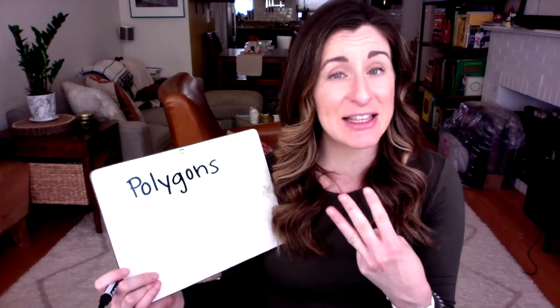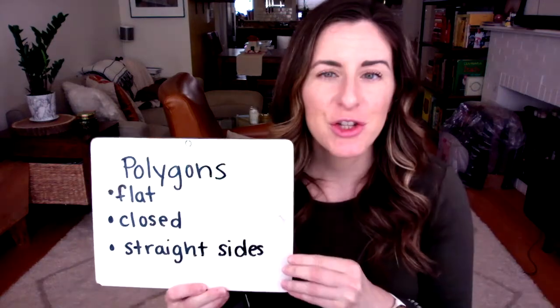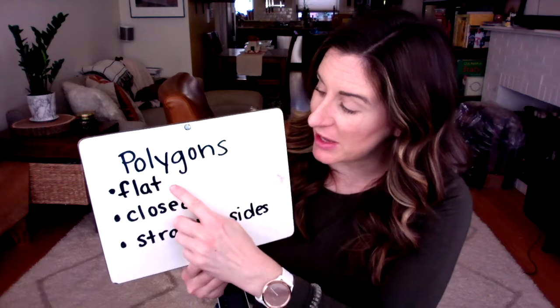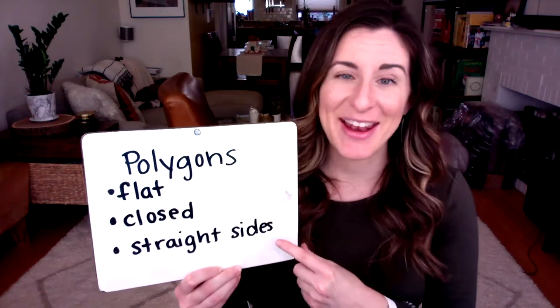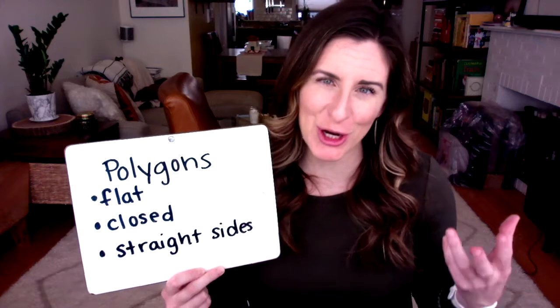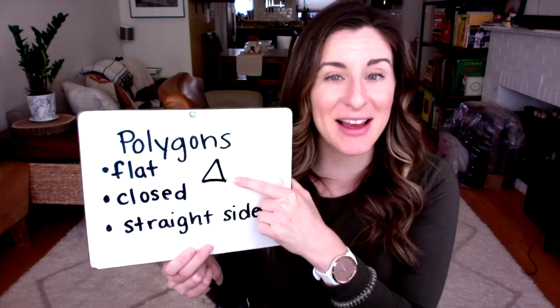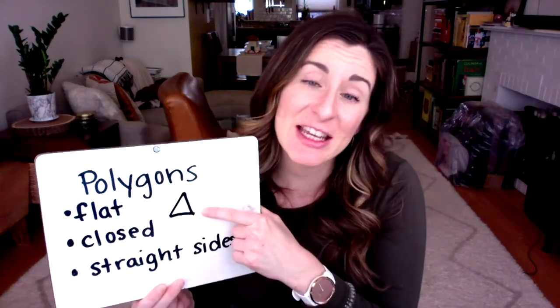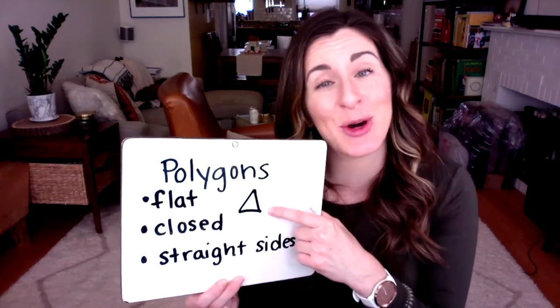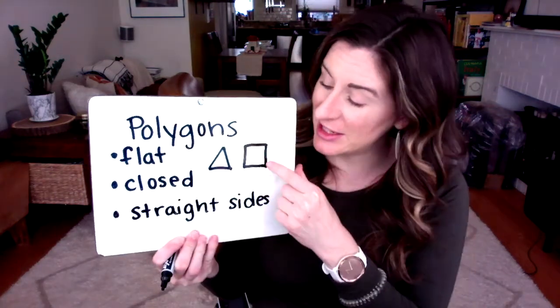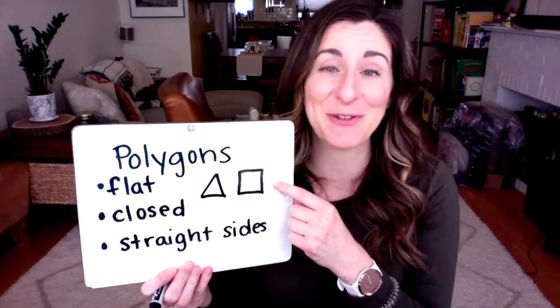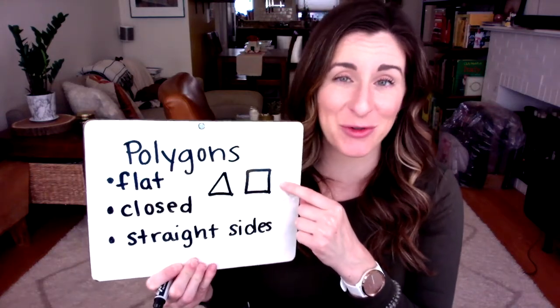It's closed, and it has 3 or more straight sides that only meet at the vertices or the corners of the shape. So to be a polygon, you have to be flat, closed, and have straight sides. Can you picture a shape in your mind that is a polygon? Is this shape a polygon? Yes, it is flat, it is closed, and it has 3 or more straight sides. Is this shape a polygon? Yes, it is flat, it's closed, and it has 3 or more straight sides.